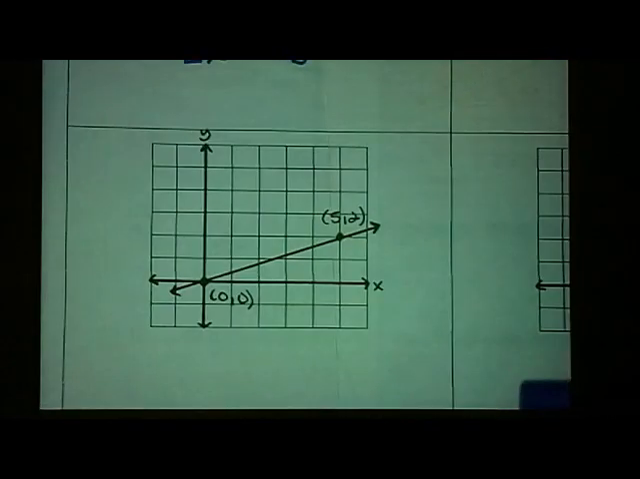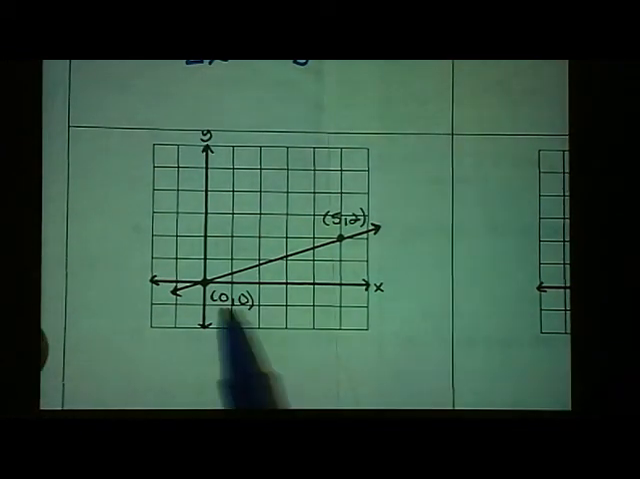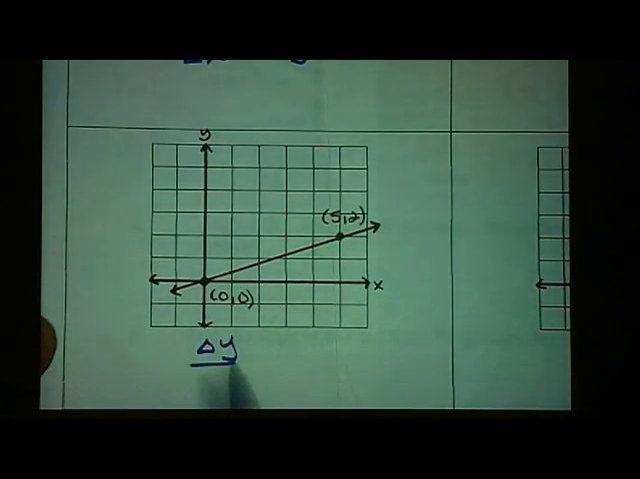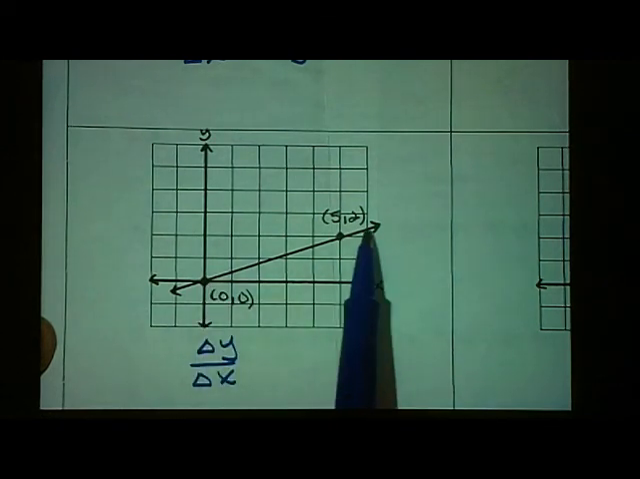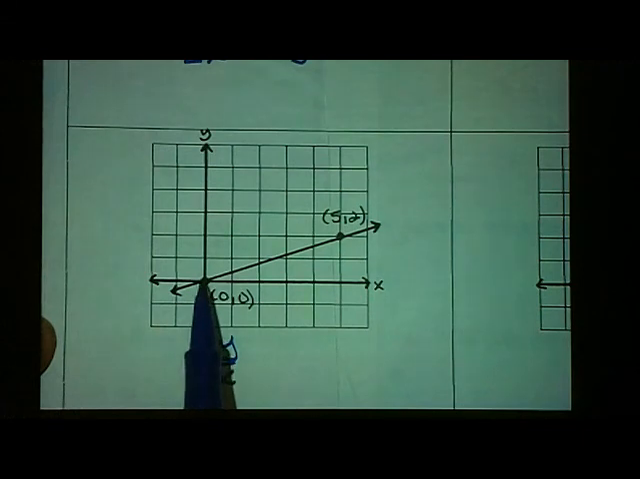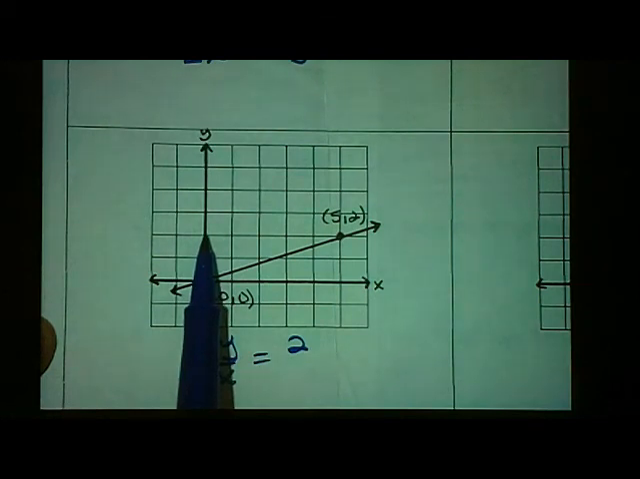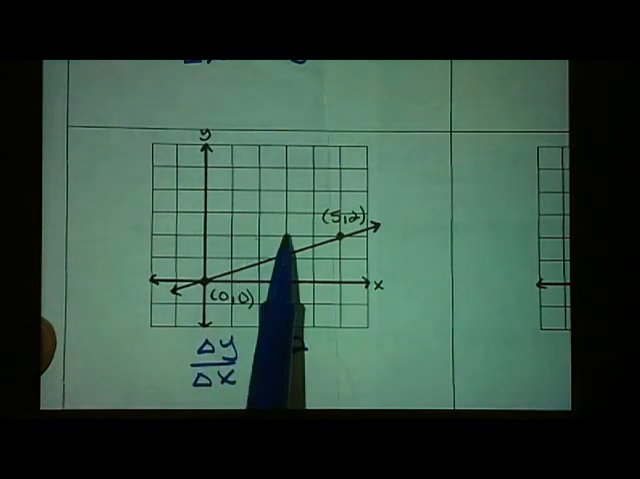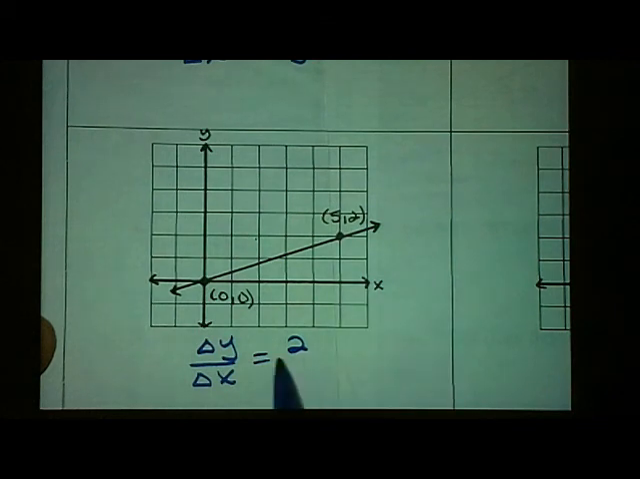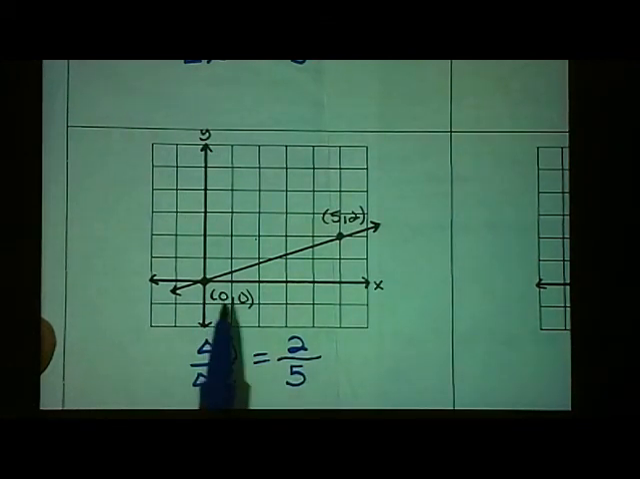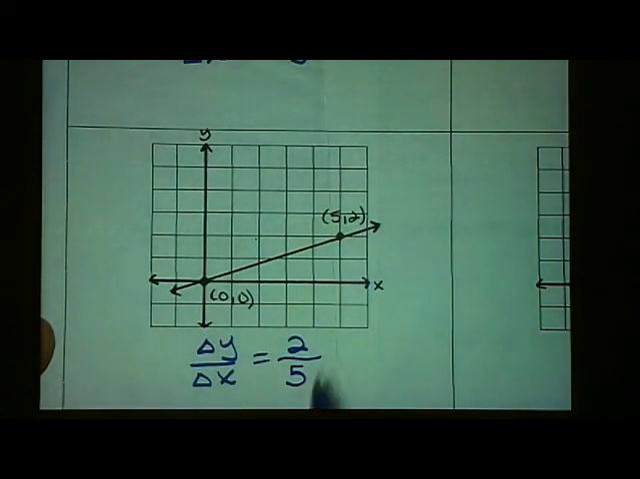Next example. Change in y divided by our change in x. To get from 0, 0 to 5, 2, I have to go up 1, 2. And then I have to go horizontally to the right 1, 2, 3, 4, 5. Some of you may be able to really look at this and say, okay, I'm going from 0 to 2, that's a change in 2 on the y-axis. I'm going from 0 to 5, that's a change in 5. You don't have to do a whole lot with that one.